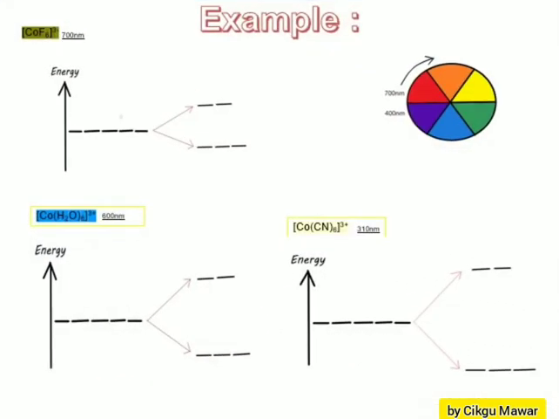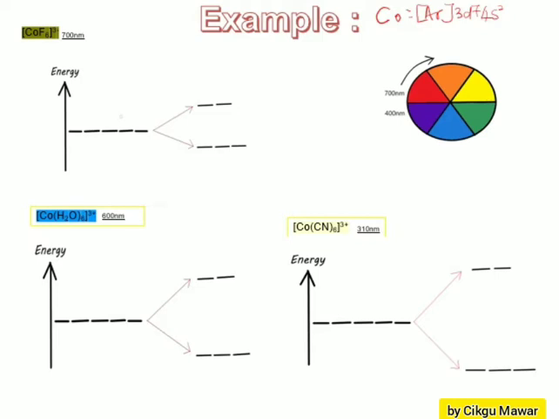Here is an example of a complex ion with a different ligand. We look at the central metal ion, which is cobalt. Let me write down the electronic configuration of cobalt. Cobalt has atomic number 27, so it is argon 4s2 3d7.